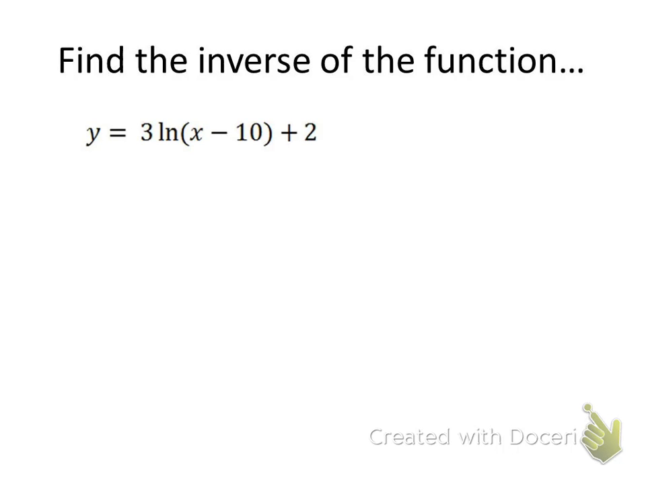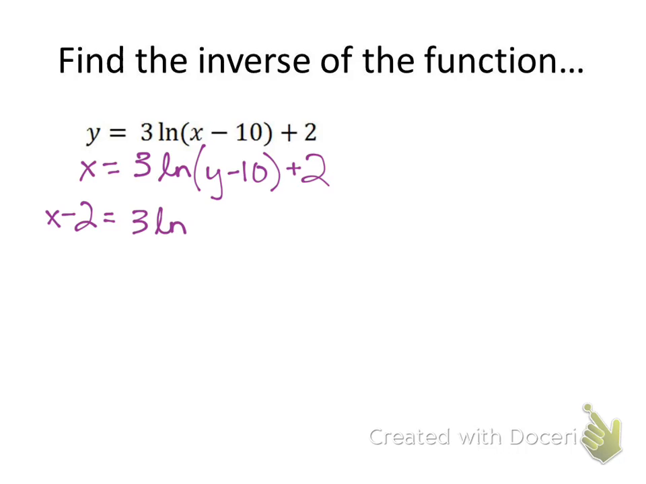So switch x and y. We would have to subtract 2 first. So what does that look like? X minus 2 equals 3 natural log y minus 10. I still don't have the natural log completely by itself, so you're going to have to divide by 3. You have to get rid of everything that is outside that logarithm. So divide by 3, what does that look like? Well, I'm just going to keep it as x minus 2 divided by 3 equals natural log of y minus 10.